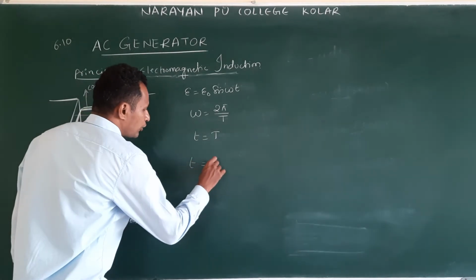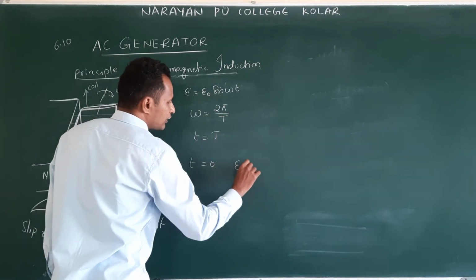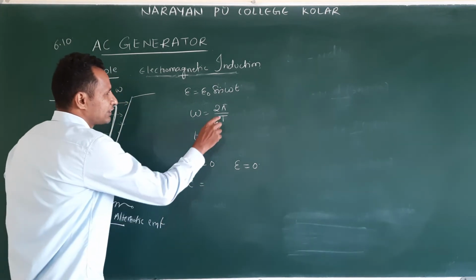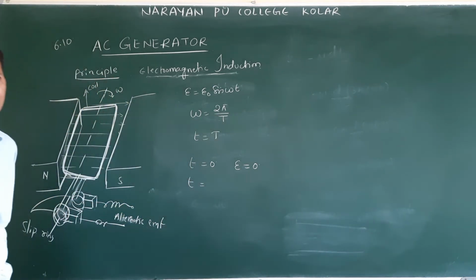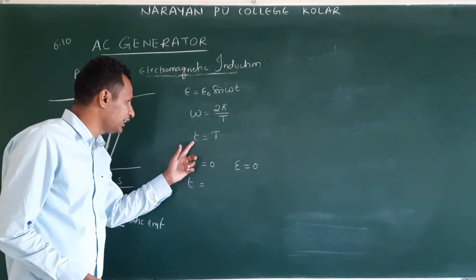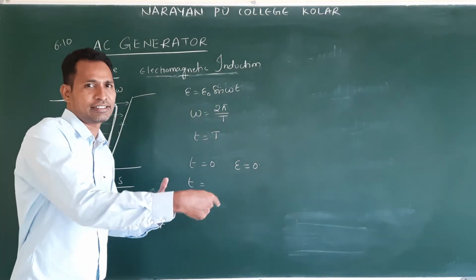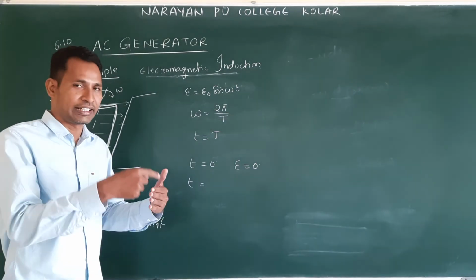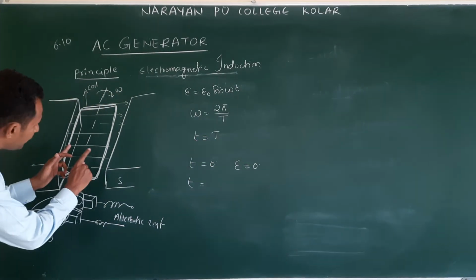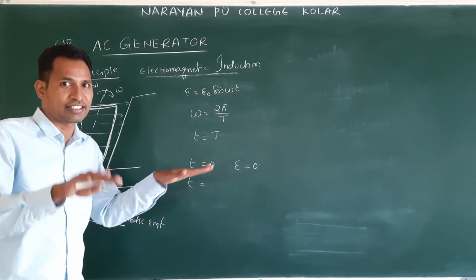When t is equal to 0, what happened? EMF is equal to 0, right? This capital T and small t are not the same. Capital T is the time period for one rotation. Small t is the common time: once the generator started, how long the generator is running, that is the time. Clear? When the generator starts, this small t time count starts. The time of rotation of the coil and this time are different.